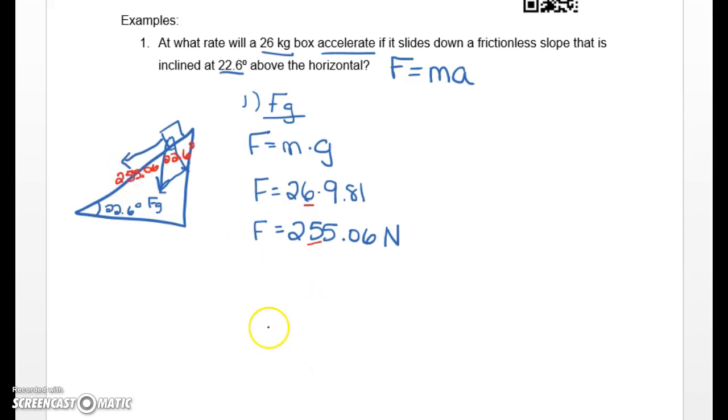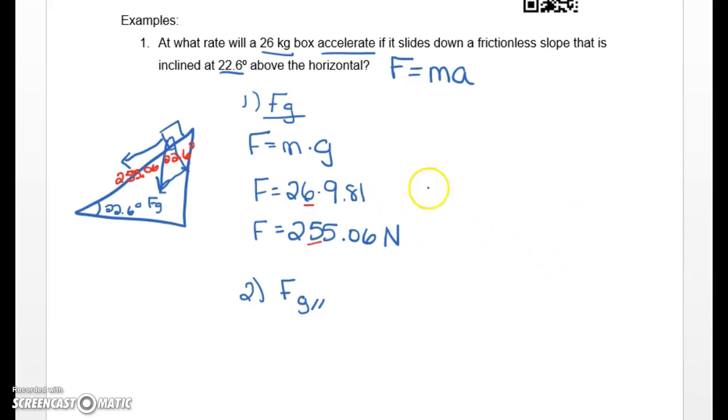So step number 2 is we can find the force, and with this one here, I believe the video had called this the force due to gravity that was parallel. If you want to come up with some other letter, or if you want to say force number 2, that works for me. I want to be consistent with the videos that you watched.